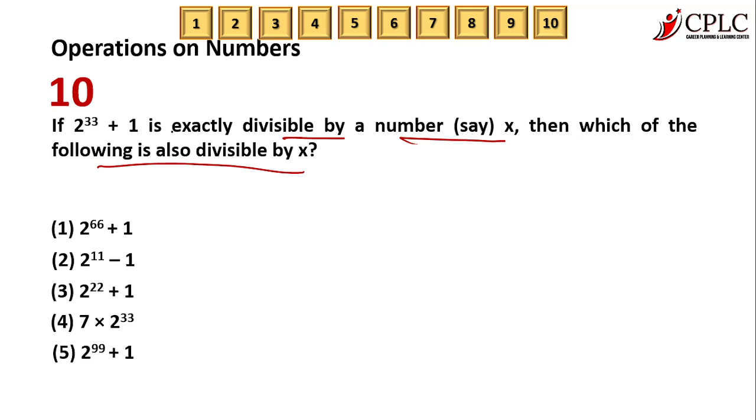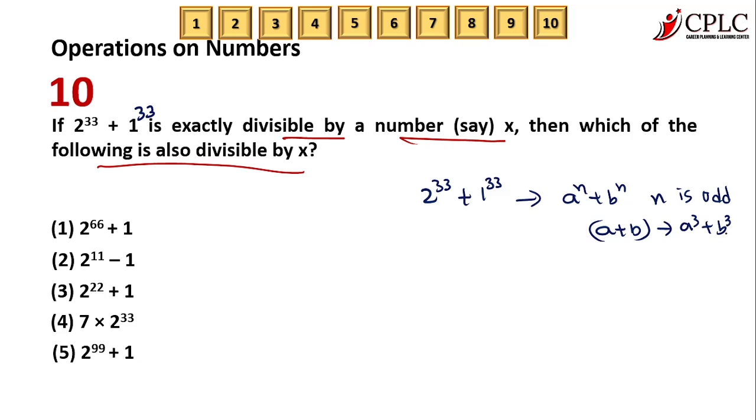But here the very important idea for you to understand is the values. So 2 raised to 33 plus 1 can also be written as 2 raised to 33 plus 1 raised to 33. Why? Because 1 raised to anything is 1, and this becomes of which type? It is a raised to n plus b raised to n when n is odd, and it is always divisible by a plus b, because a cube plus b cube is the example of the structure that it becomes.